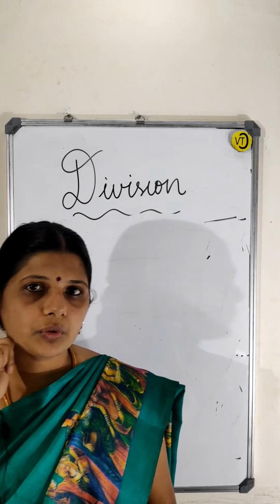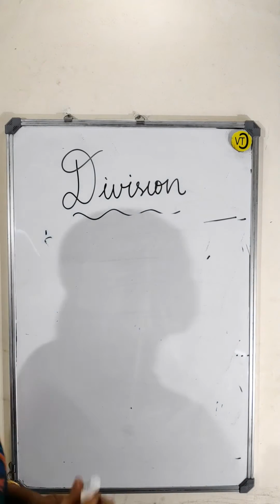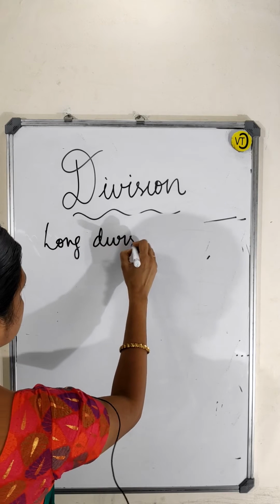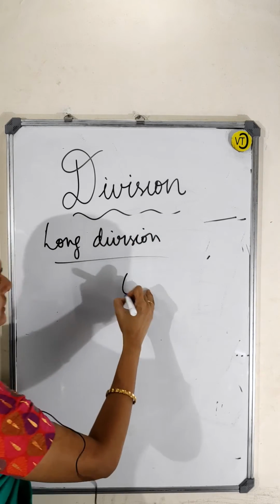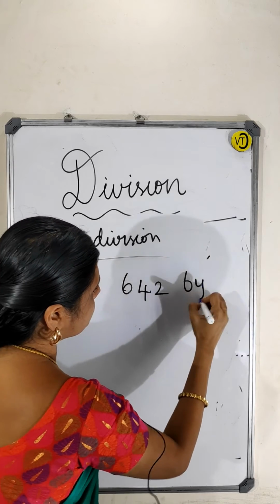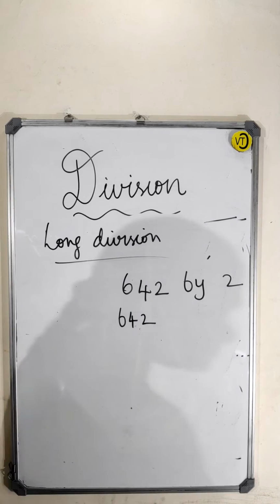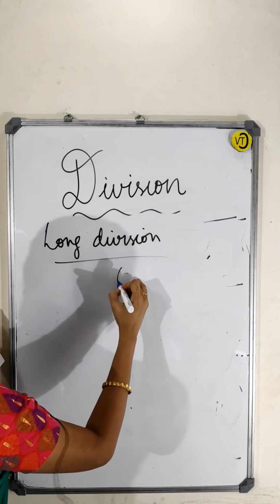Now I am going to tell you the long division method. The next is the long division method. This long division method, 642 by 2 means what? 642 by 2, I have to write like this.